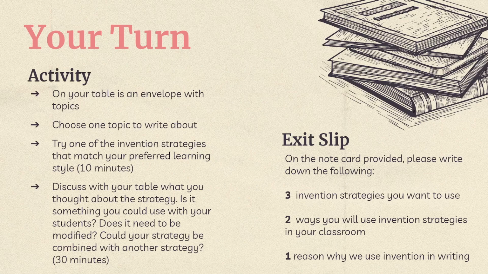All right, now it's your turn. On your table is an envelope with topics. Choose one topic to write about. Try one of the invention strategies that match your preferred learning style. You'll have about 10 minutes to do this. If you find that you've gone quicker, you can pick another strategy to work with, or maybe a strategy that combines with your first strategy.